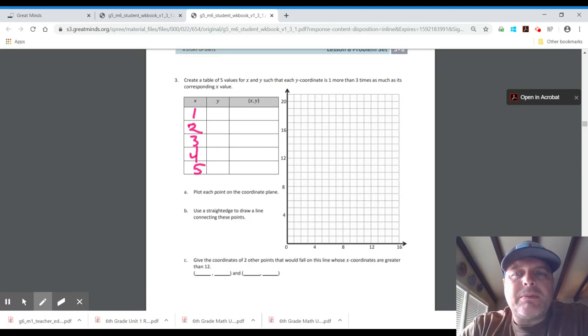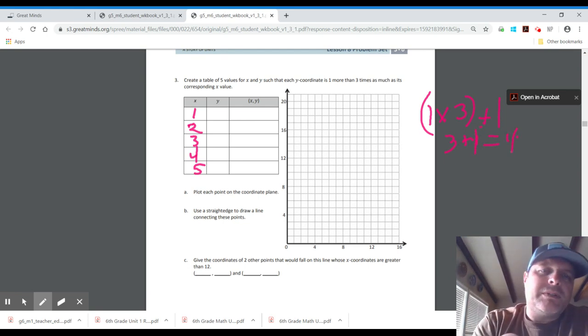So let's see this. That would be 1. So I'm going to write it over here. Okay, 1 times 3, but it's 1 more. So first you're doing this, and then you're adding 1. So it's 1 more than 3 times. And we did this in the beginning of the school year. So if you can recall doing that, that's helpful. So 3 times 1 is 3, plus 1 is 4. So the first one is going to be 4. 1 and 4, okay? All right, so 1 and 4.